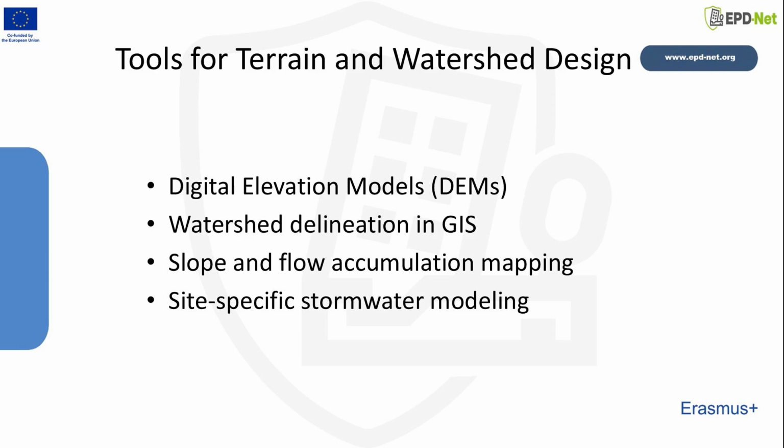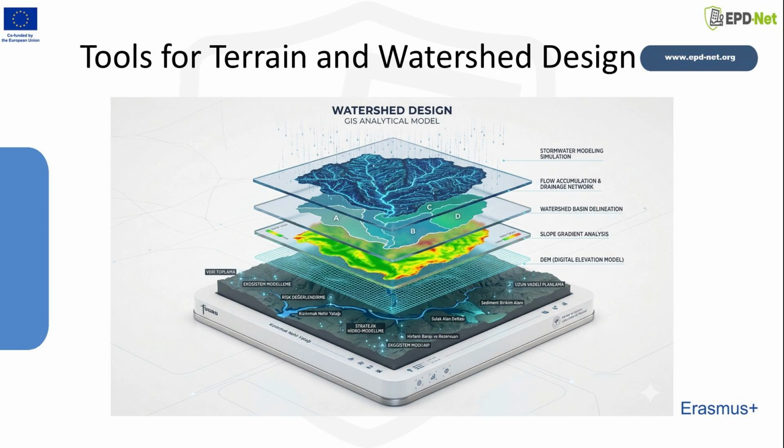Watershed delineation uses terrain data to define drainage boundaries and identify where water is collected and directed toward an outlet. Slope analysis helps determine the steepness of land surfaces, which is essential for understanding runoff speed, erosion susceptibility, and suitability for different interventions. Flow accumulation mapping identifies where runoff is likely to concentrate along natural drainage paths, helping planners detect critical points of convergence, flood-prone lines, or potential channel formation.